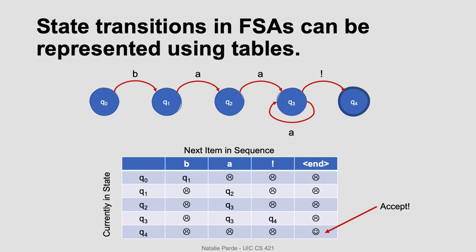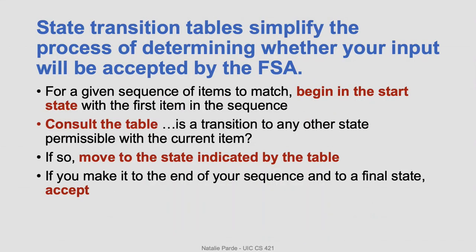We can't transition to any other state from Q4, but if we reach the end of the sequence, we will be in an accept state, so we can go ahead and put a little smiley face there, since that would mean we would accept the sequence. State transition tables basically just make it easier to determine whether your input will be accepted by the FSA, because it reduces the process to just consulting a table and following its instructions.